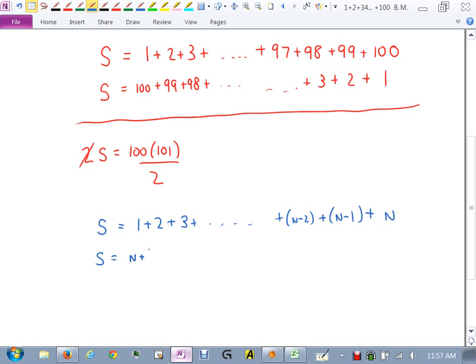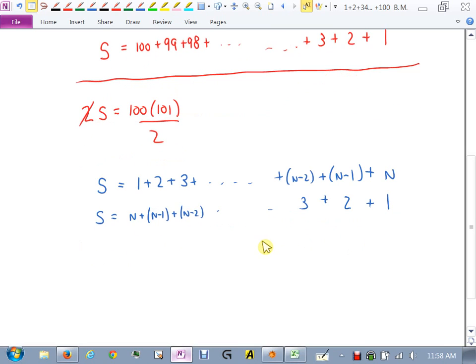N, what's the one right next to that? N minus 1. What's the one next to that? N minus 2, all the way down to 1 at the end, right? And then 2, and then 3. Same approach, add straight down. What do you get? 2s.